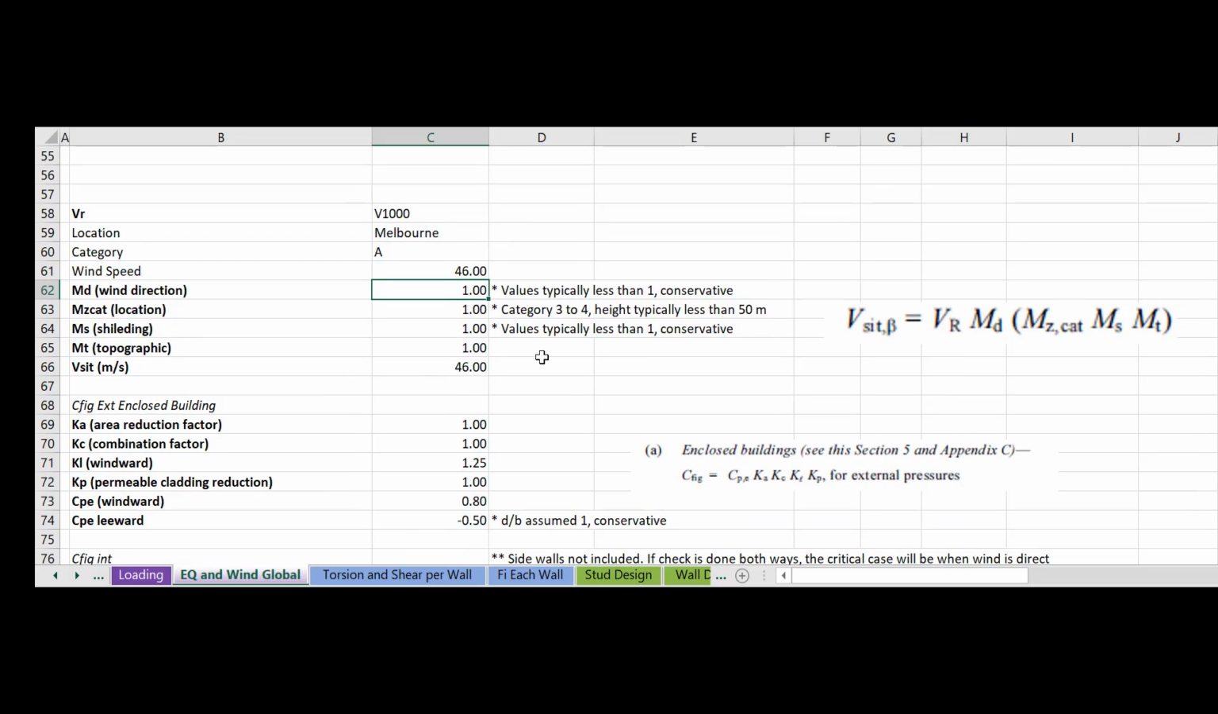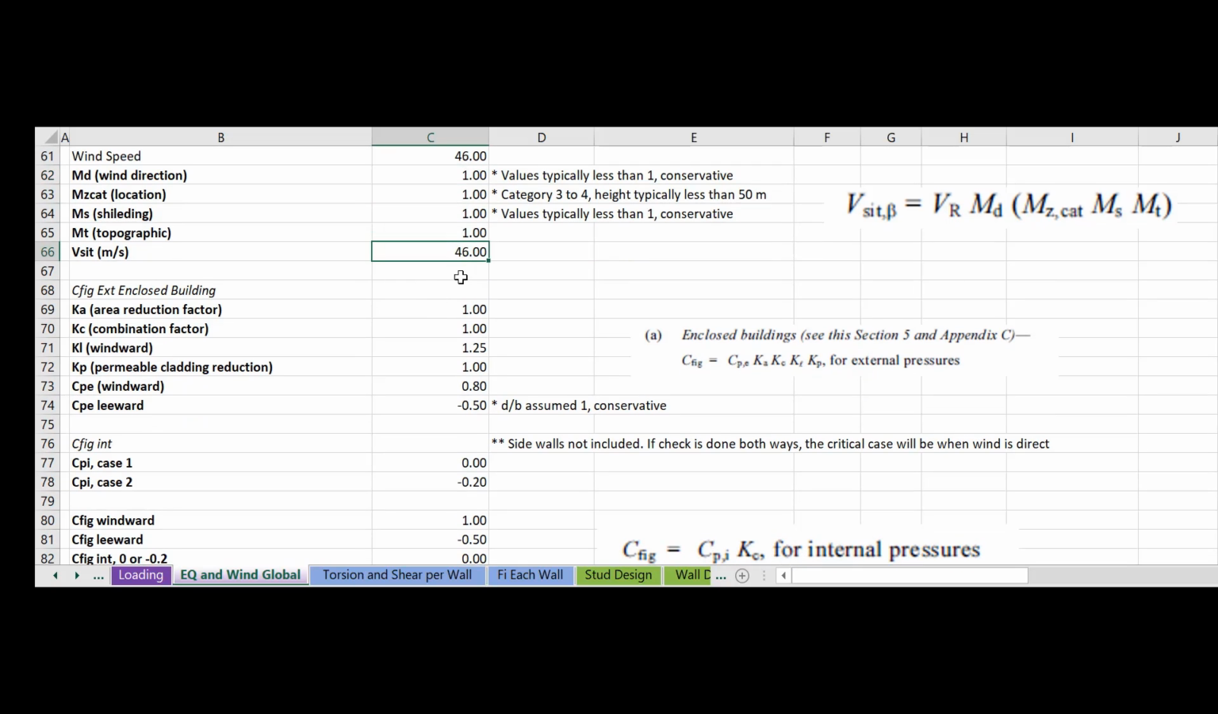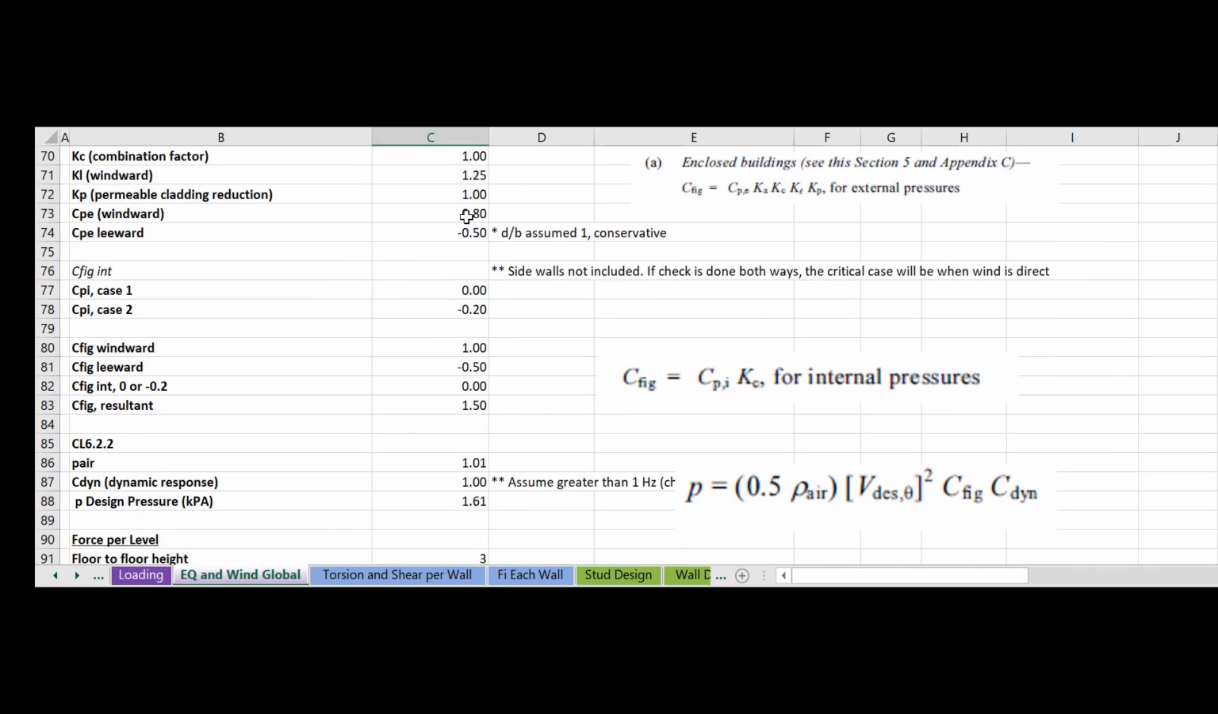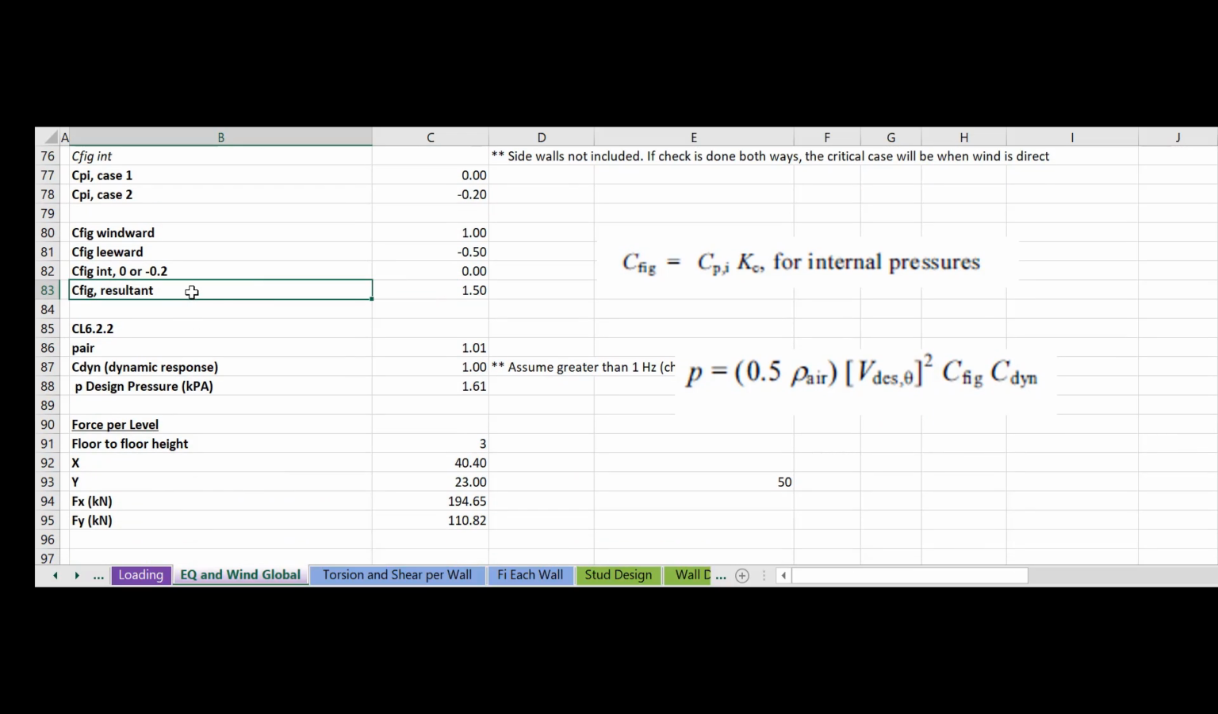a bunch of just conservative, most of these are 1, and then 46 meters per second. You've got the windward wall and the leeward. So this will minus each other, so it ends up being 1.5. So the windward 1 minus 0.5 is 1.5 for the aerodynamic shape factor. And then we end up with about 1.6 kPa for the load. And based on the floor to floor height, these are the different loads at each level for the wind case.